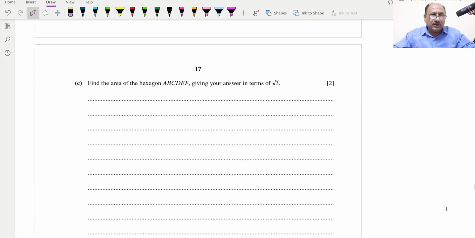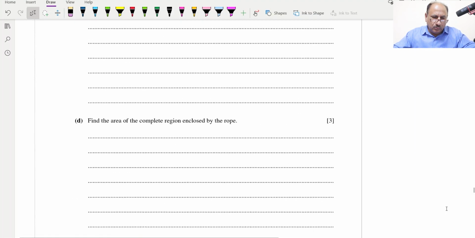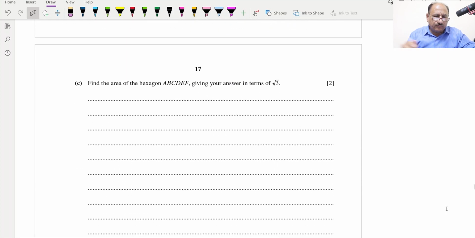Now for C part, we can go through C part. C part says find the area of the hexagon A, B, C, D, E, F, giving your answer in terms of under root 3. So in terms of under root 3, we can first find the triangle area.